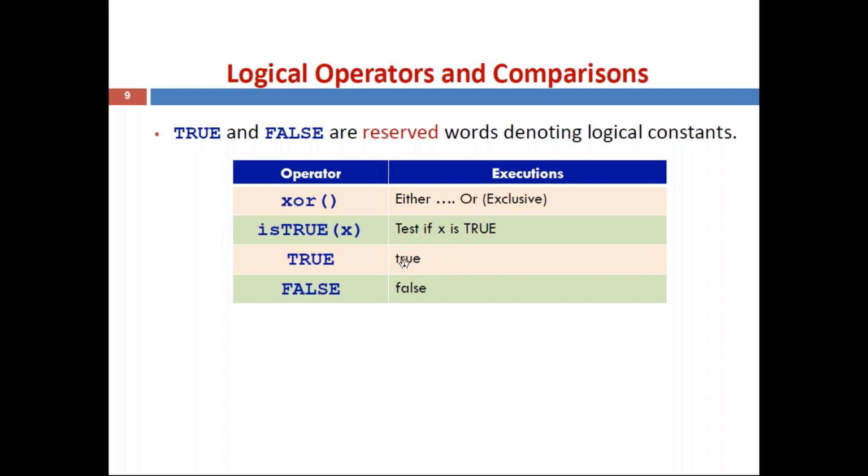So the normal meaning is true. Then false, use all uppercase letters. It can be written as simply false with lowercase letters. So in the first column, whatever the syntax given, you have to use the same notations. The reason is R is case sensitive, so compulsorily you have to follow the actual syntaxes.